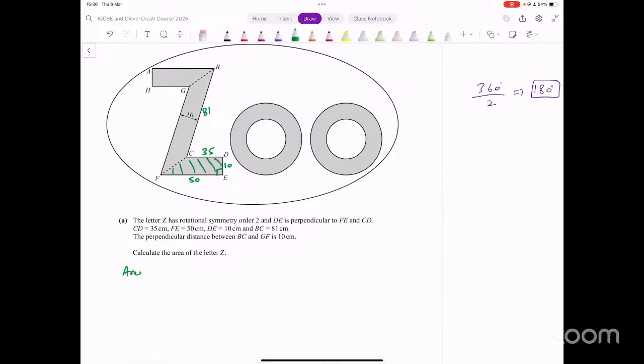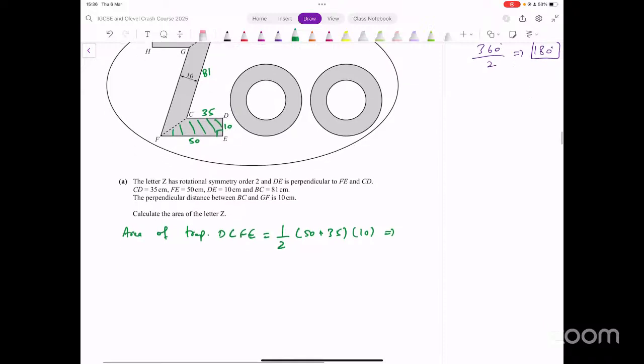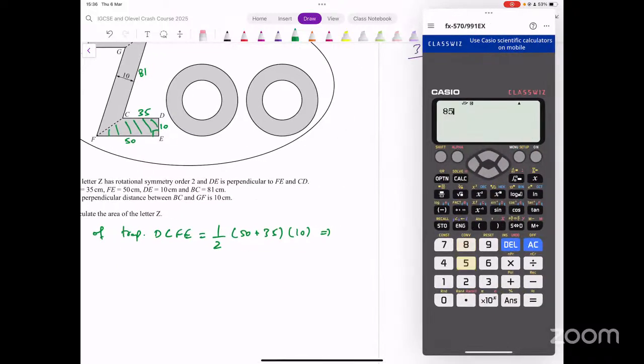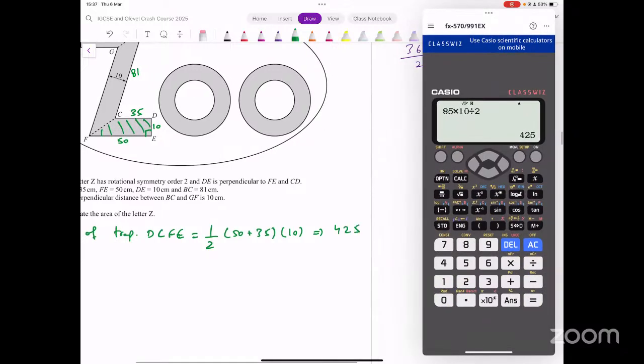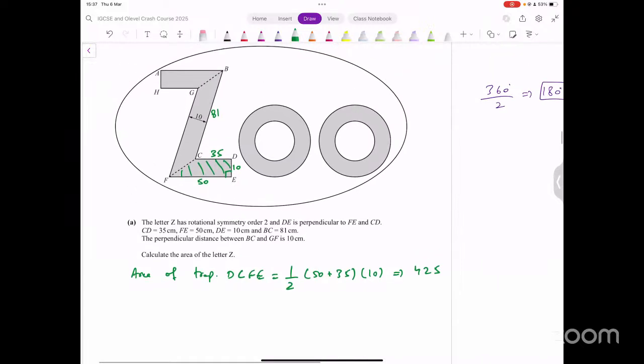Area of trapezium DCFE. What would that be? Half into the sum of parallel sides, which is 50 plus 35, times the height. Height is 10, and that should give you some value. Let's see what that is. 85 times 10 divided by 2. This is 425. Now, if this area is 425, it's also the same as the area on top there, right? Because these two are congruent figures.